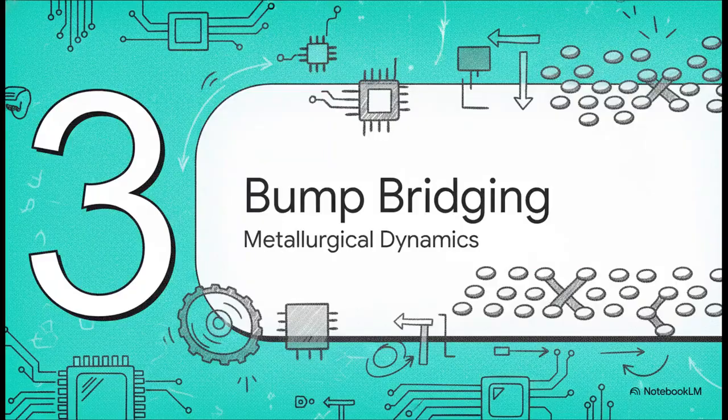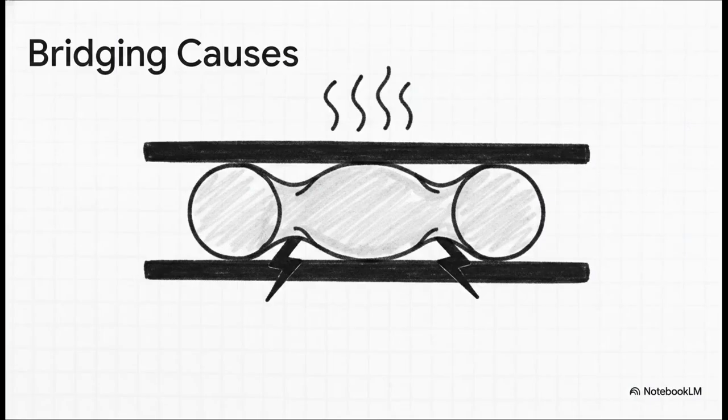Section 3, bump bridging and metallurgical dynamics. Our second symptom on this diagnostic journey takes us deep into the realm of hot metals. The crucial thing to know here is that bump bridging is an unintended short circuit that happens during the extreme heat of the reflow phase.